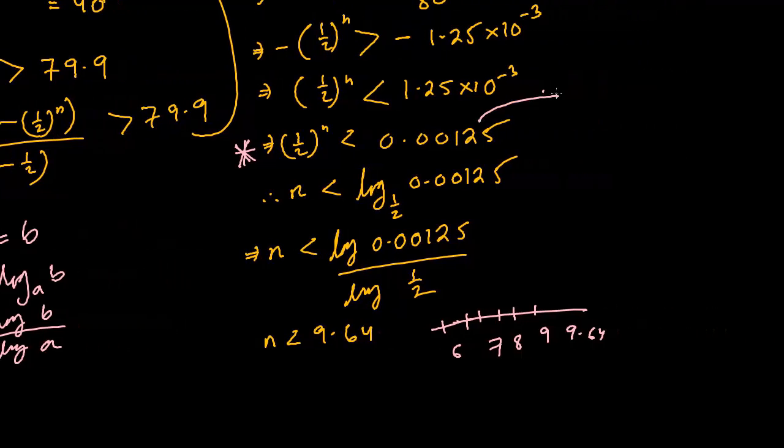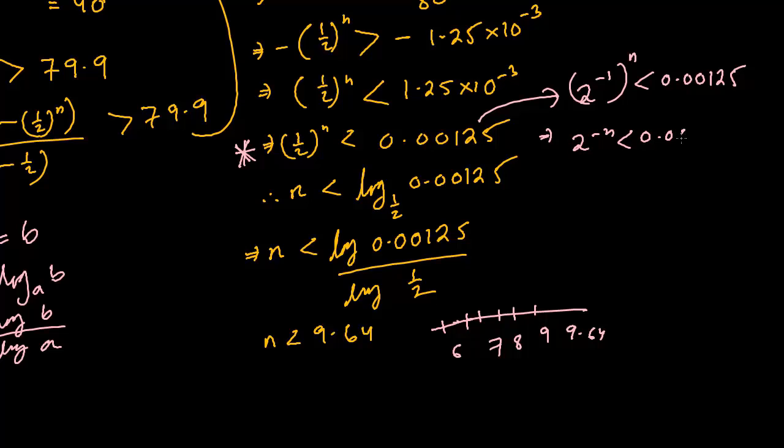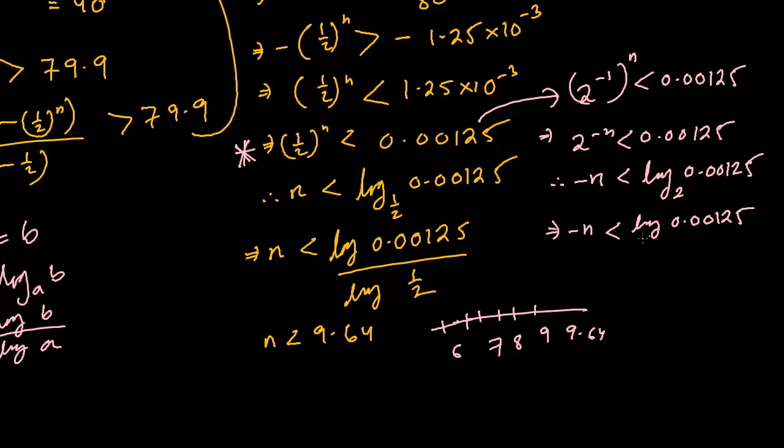What you have to do from here, you have to make sure this half becomes an integer, 2 to the power minus 1. That means 2 to the power minus n is less than 0.00125. Therefore, if we do the logarithm right now, minus n is less than log base 2 of 0.00125. So now minus n is less than, if we change the base, log 0.00125 divided by log 2.